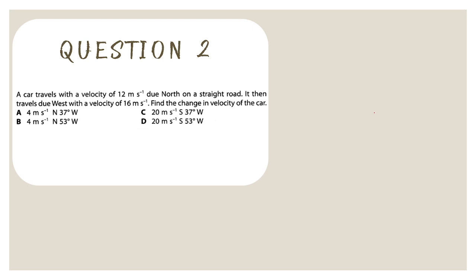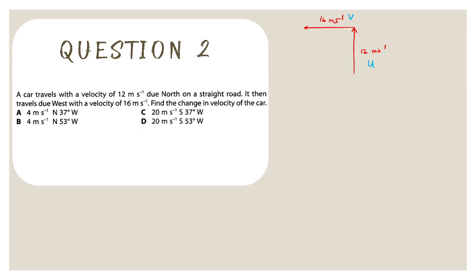Okay, so what we have here is a car that is going straight to the north, and then it goes to the west. It was going with 12 meters per second, and then it goes to the west with 16 meters per second. I want to label this one as u and this one as v.